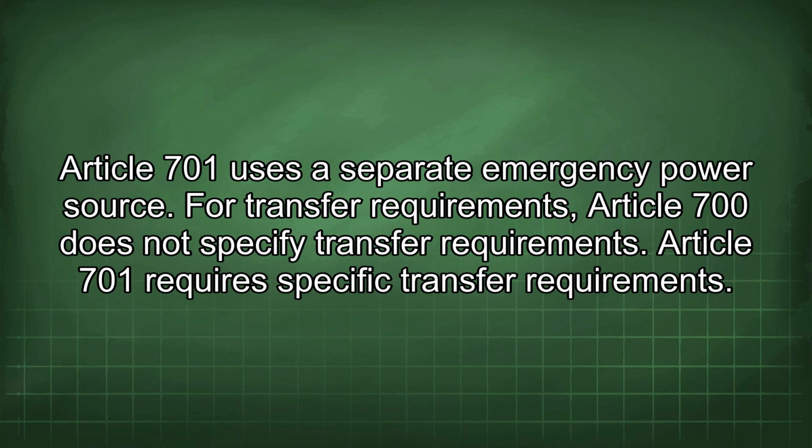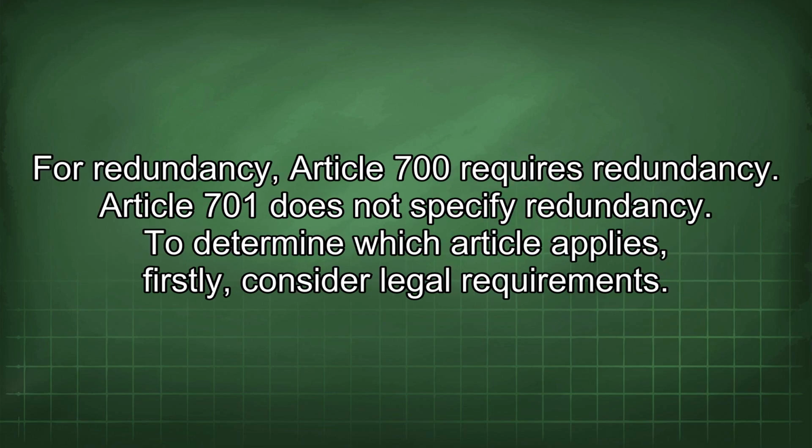For transfer requirements, Article 700 does not specify transfer requirements. Article 701 requires specific transfer requirements. For redundancy, Article 700 requires redundancy. Article 701 does not specify redundancy.